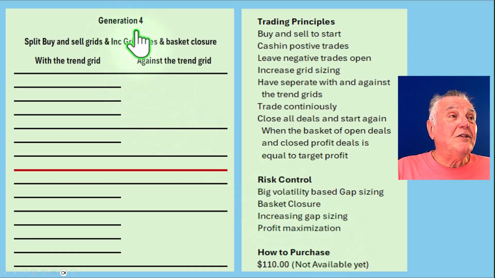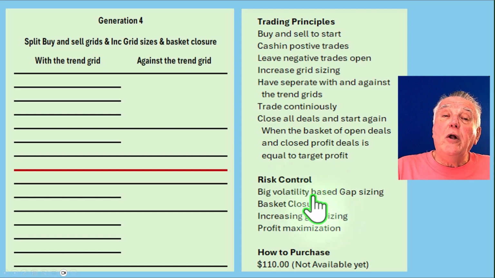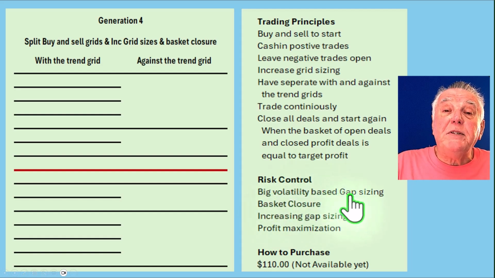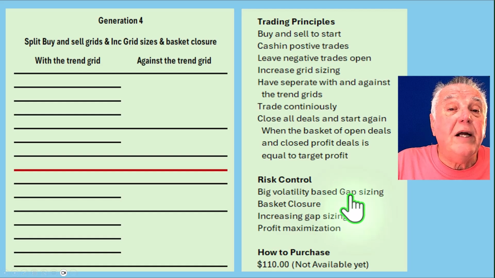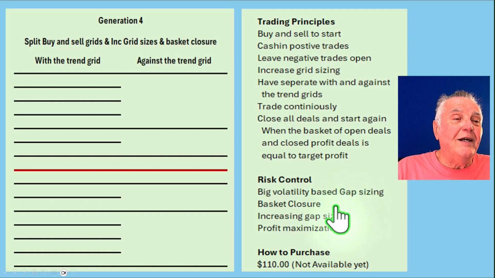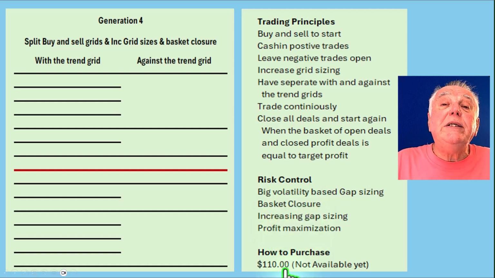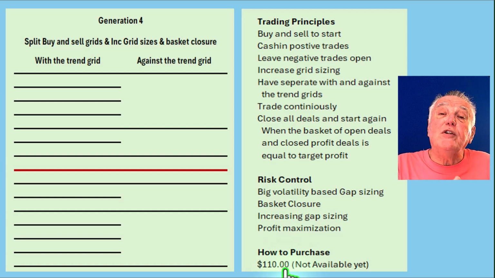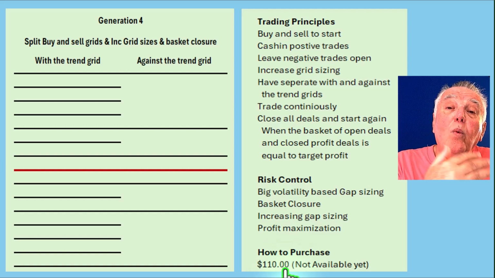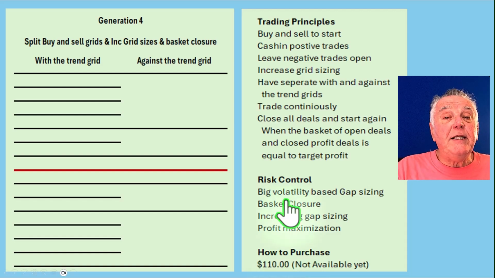So this generation 4, you control risk by having gap sizing that takes volatility into account, and we have already shown you. We tell you the grid sizes. We have market closures to not have too many open deals, and we have increasing grid sizes for the against-the-trend price action, and then we have profit maximization for the with-the-trend price action. So this is actually an incredibly powerful grid strategy. Variation, I think this is variation 4.